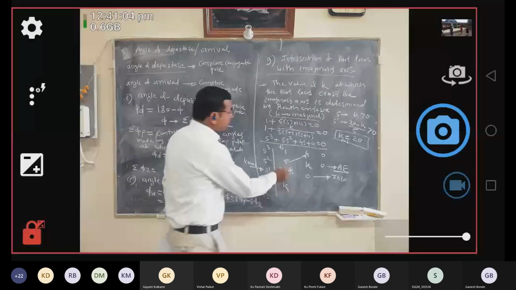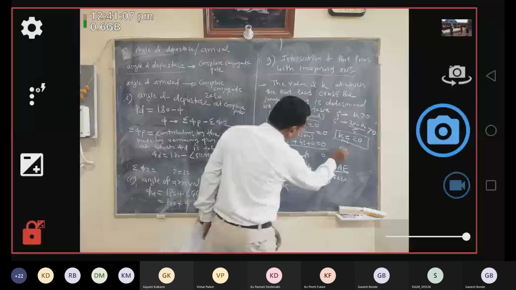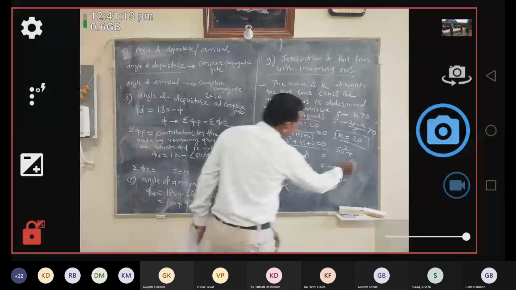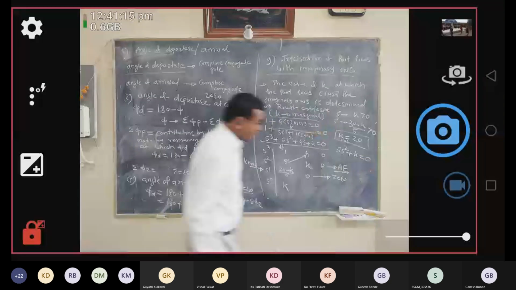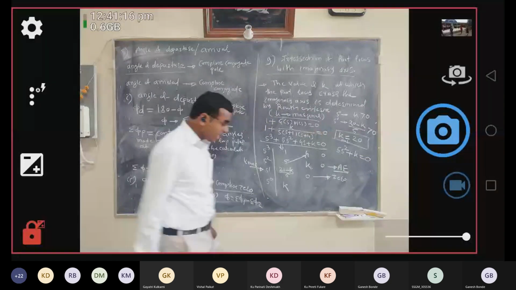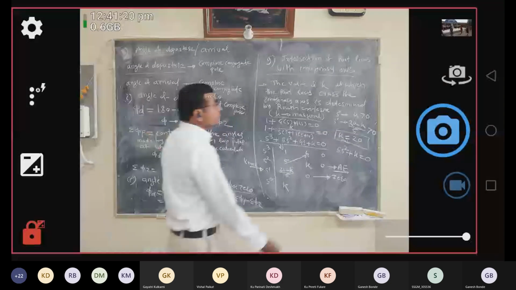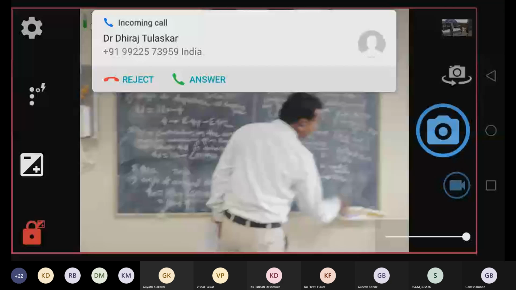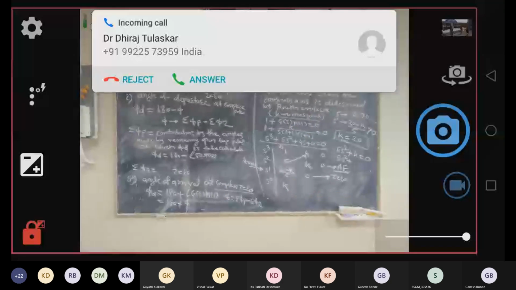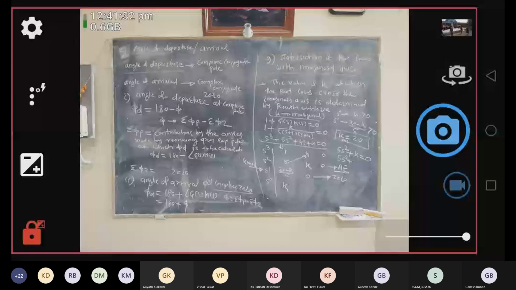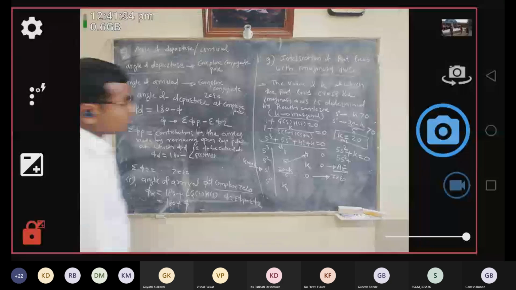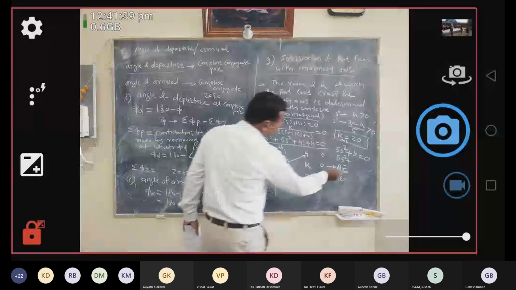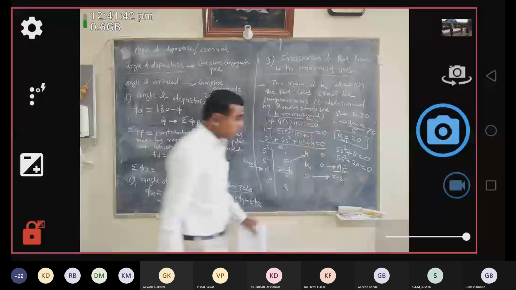Then what is your auxiliary equation? 5s squared plus K, which is equal to 0. Equate the auxiliary equation to 0. Now substitute the value of K. The K value is 20, so 5s squared plus 20 is equal to 0.